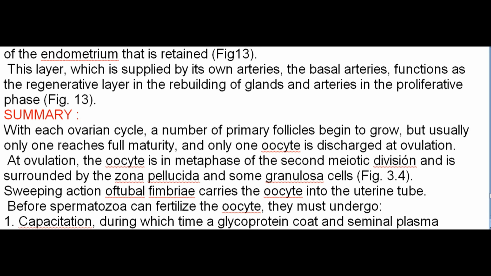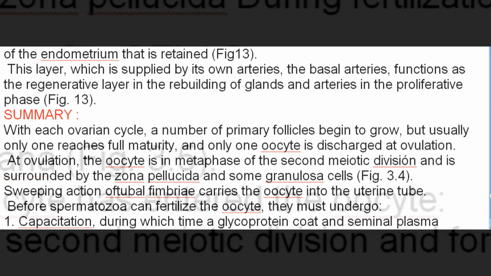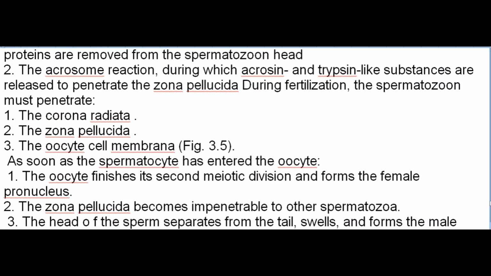Before spermatozoa can fertilize the oocyte, they must undergo 1. Capacitation, during which time a glycoprotein coat and seminal plasma proteins are removed from the spermatozoon head. 2. The acrosome reaction, during which acrosin and trypsin-like substances are released to penetrate the zona pellucida. During fertilization, the spermatozoon must penetrate 1. The corona radiata. 2. The zona pellucida. 3. The oocyte cell membrane, Fig.